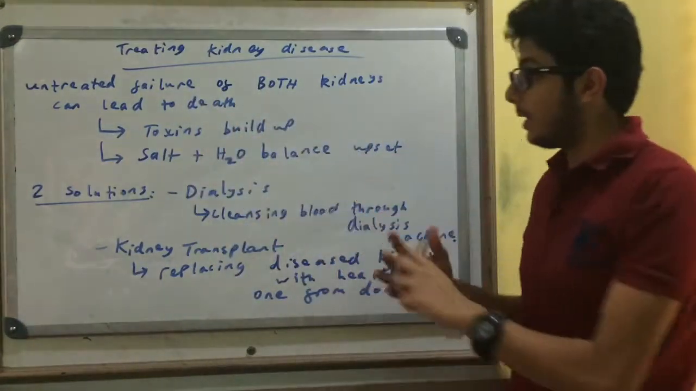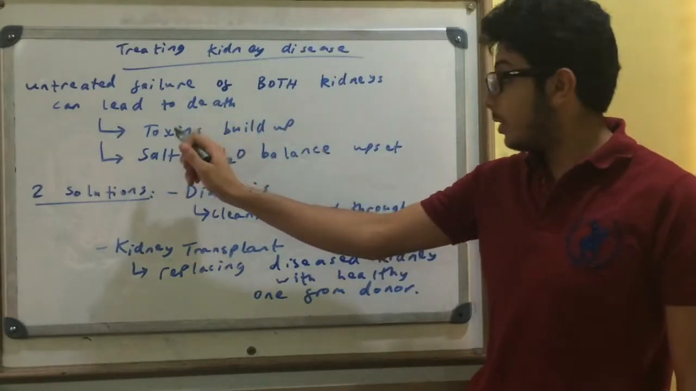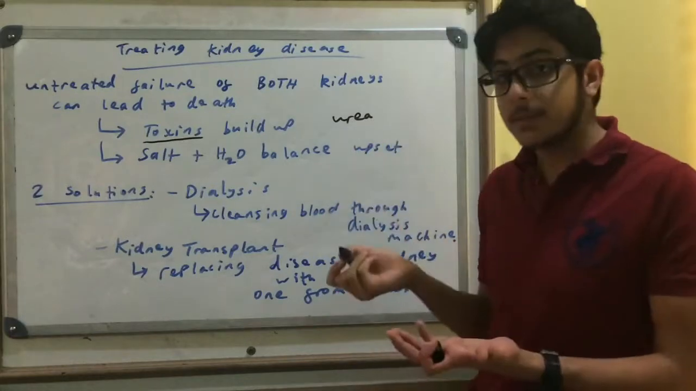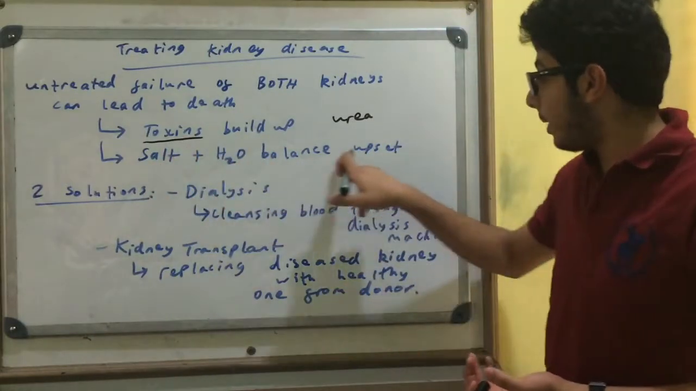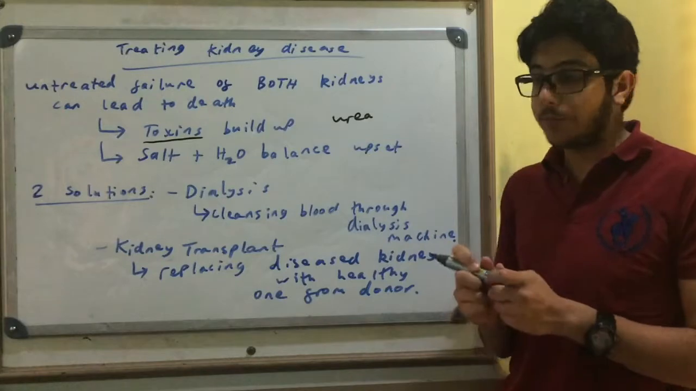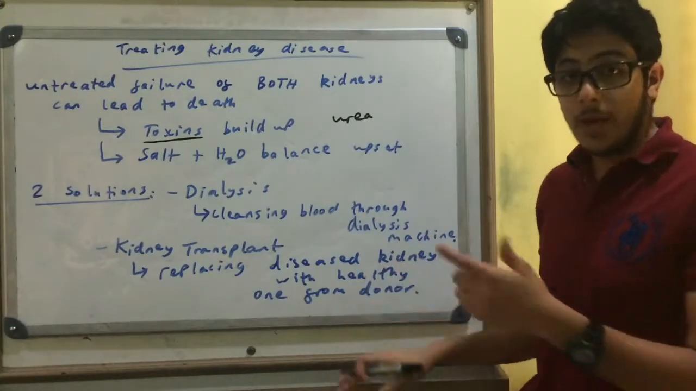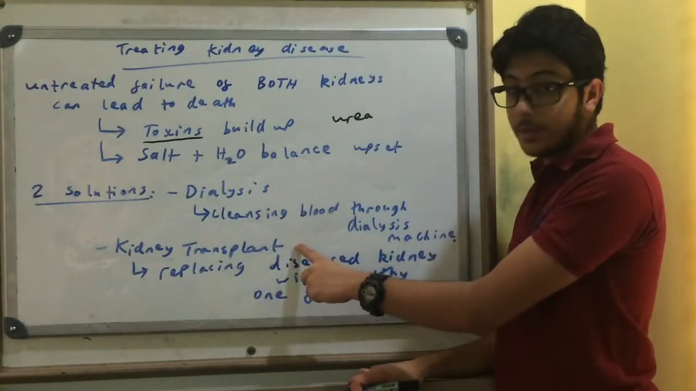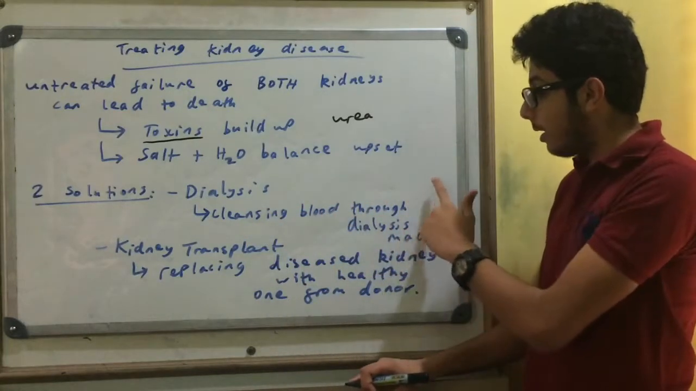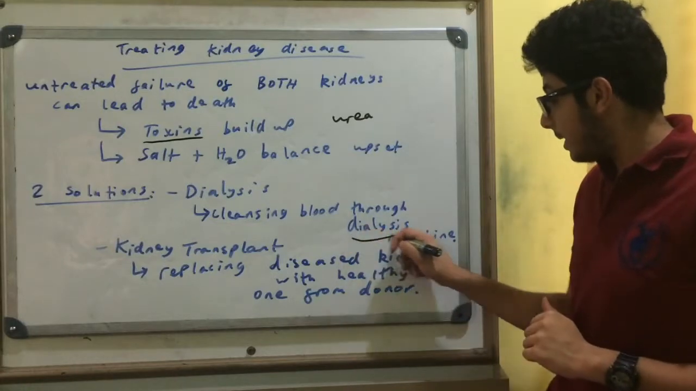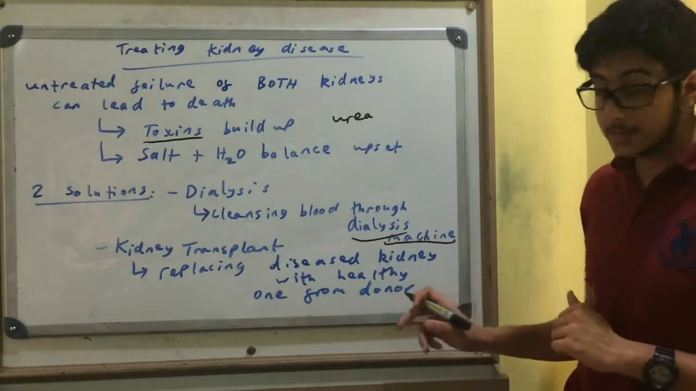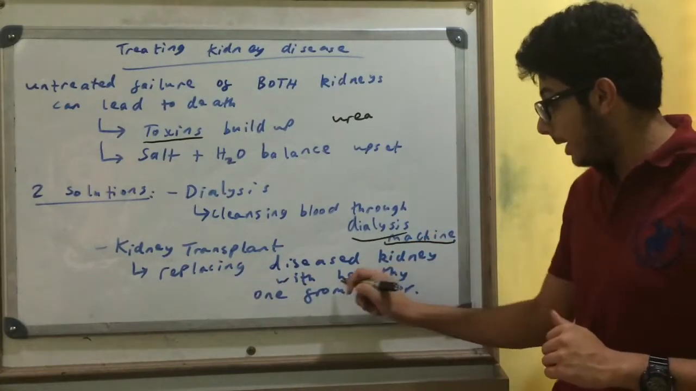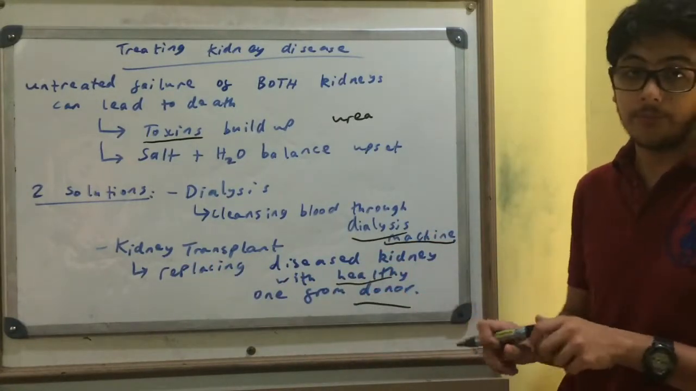Untreated failure of both kidneys can lead to death because toxins build up, like urea, which obviously are poisonous, and salt and water balance is upset. It's not balanced anymore, so it creates chaos in your body. You have two solutions: dialysis or kidney transplant. Dialysis is cleansing the blood through a dialysis machine, which we will look at next. A kidney transplant is replacing the diseased kidney with a healthy one from a donor.